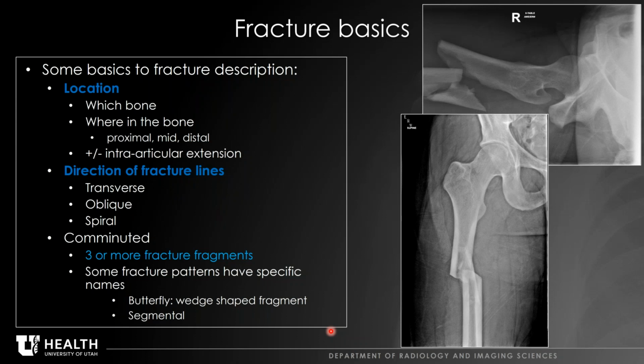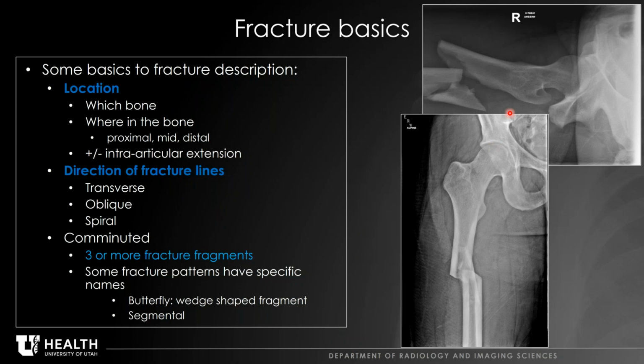And then we talk about directions of fractures. So we have transverse fractures, we have oblique fractures, and then we have spiral fractures, which are very similar to oblique. And then we talk about comminution, or whether the fracture is comminuted. A comminuted fracture is a fracture with 3 or more fracture fragments, or 2 or more fragments, depending on what we want to talk about.